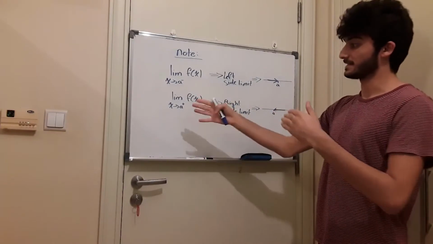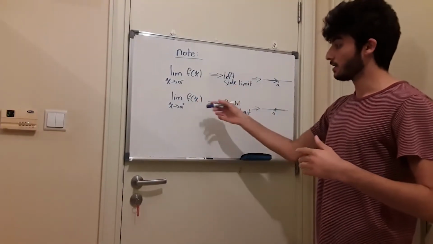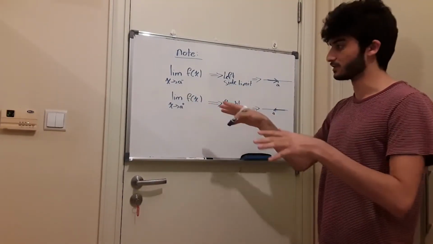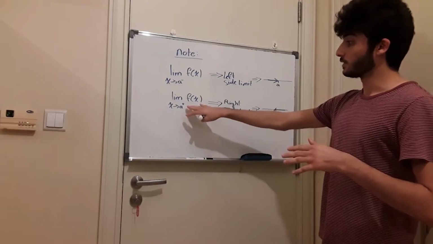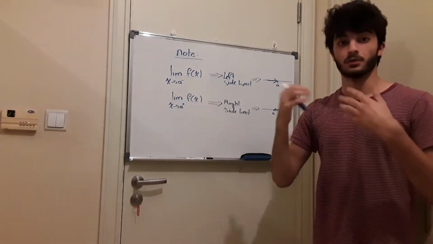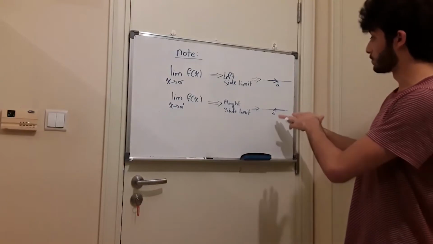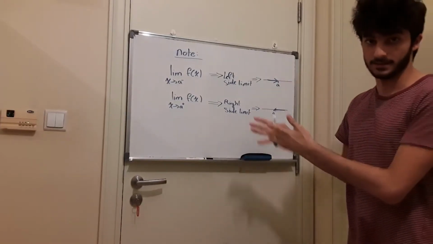And when you see limit as x approaches a plus of f(x), and f(x) is also any function, because there's a plus, it's called a right side limit. And what it means is it's approaching a from the right side.